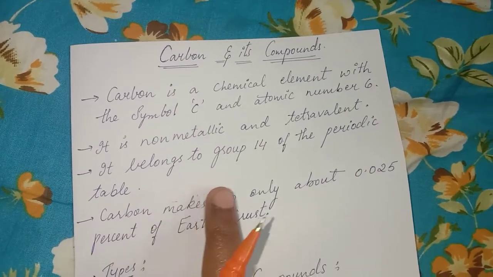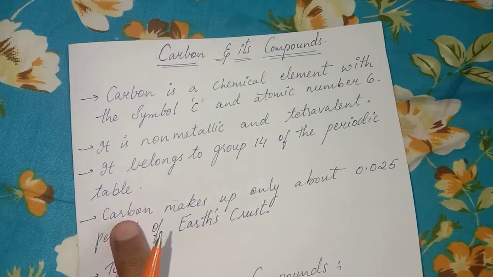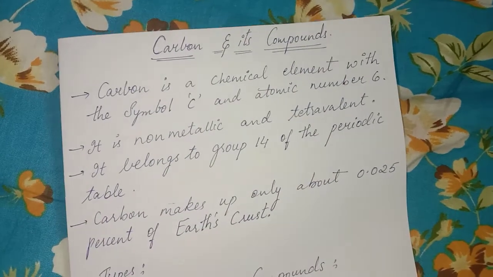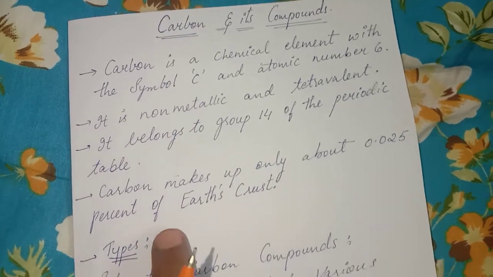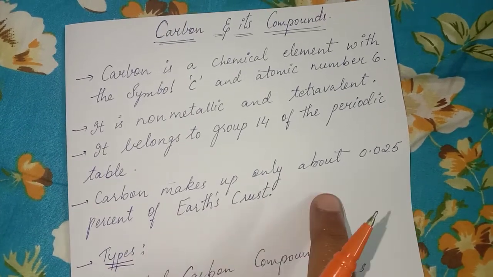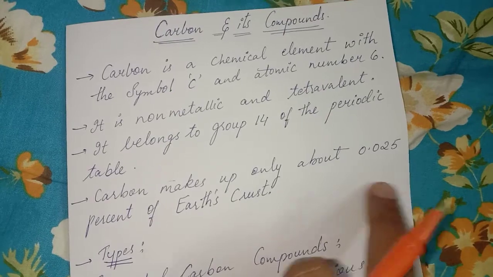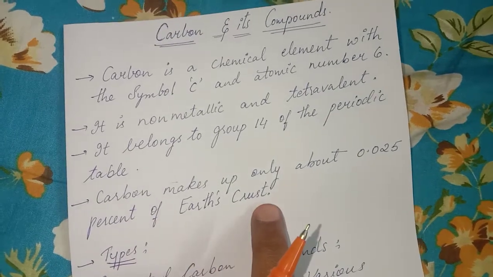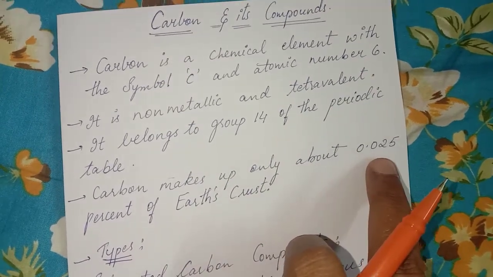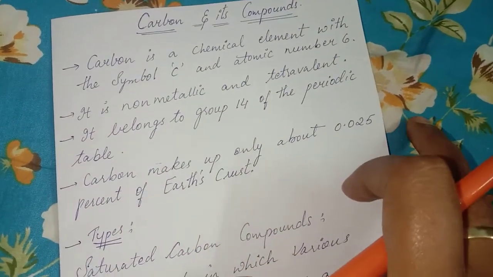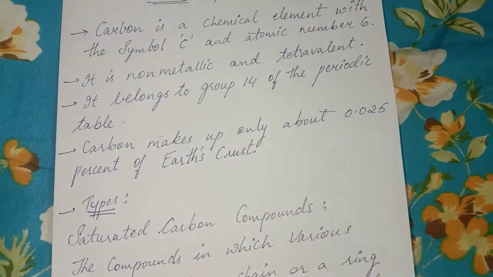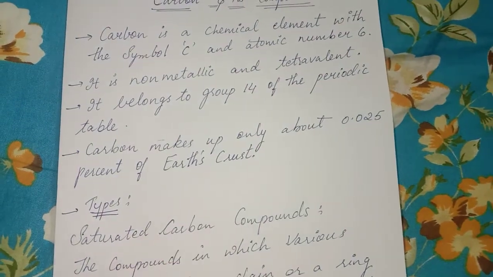It belongs to group 14 of the periodic table. If you have seen the periodic table, you can identify the carbon position there. Moreover, carbon makes up only about 0.025% of Earth's crust. You can imagine how little that is, point 0 and so on. It's very little. So carbon is involved in two ways.